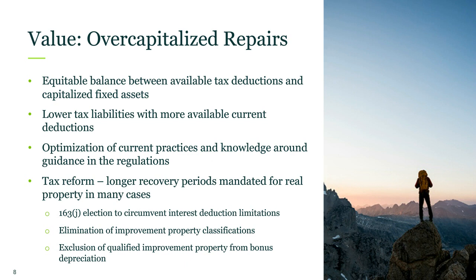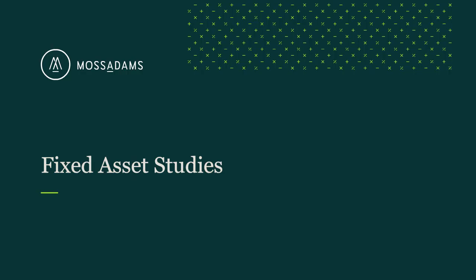The bottom line is that many taxpayers filed 3115s to simply comply with the regulations on their 2014 tax returns. So now the 2019 tax year is a new opportunity to look at these historic overcapitalized repairs. And now is a great time to just generally do a 5-year check-in to see how your company's compliance is going. So now we'll discuss a similar incentive related to fixed assets.